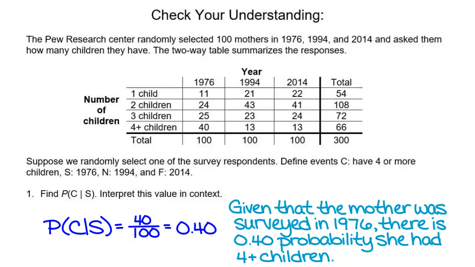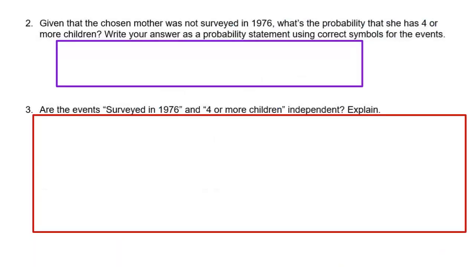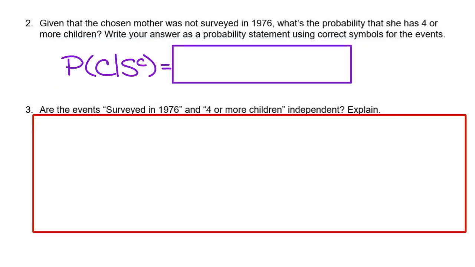Question number 2 says, given that the chosen mother was not surveyed in 1976, what's the probability that she had 4 or more children? What'd you say? 0.13, absolutely. How'd you get that? What would the notation look like? Let's start there before we talk about how we're getting it. What would the notation look like for this? Yes. The probability of C given the complement of S, or S complement. And it is absolutely going to be 0.13.